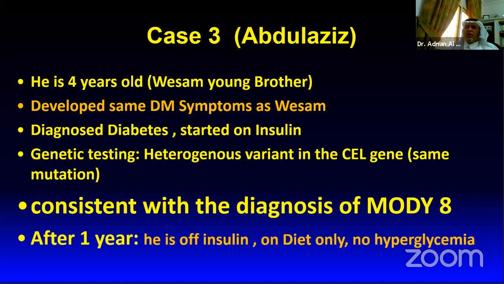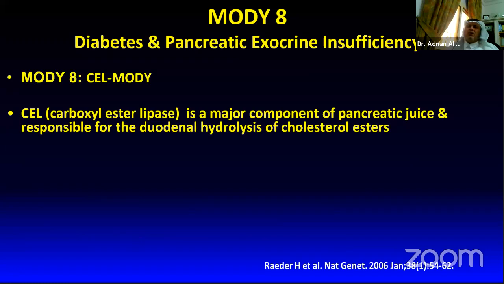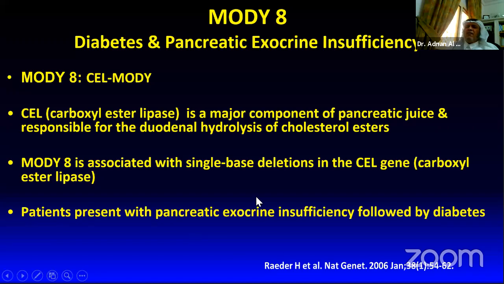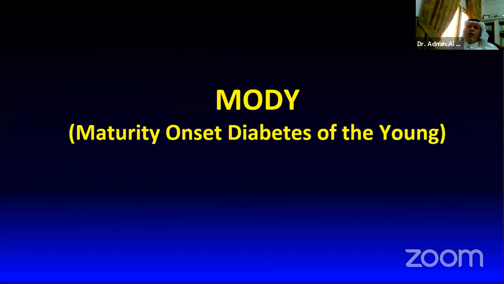The interesting thing about Abdulaziz is that after 1 year he was off insulin, and his diabetes is controlled on diet, and there is no hyperglycemia. So look at that, two brothers with the same disease, exactly the same mutation of the CEL gene, and they had a different presentation. Very interesting. So what is MODY 8? It's caused by CEL gene mutation, and usually they have pancreatic exocrine insufficiency followed by diabetes. But when we investigated both of our patients, they have no exocrine insufficiency.